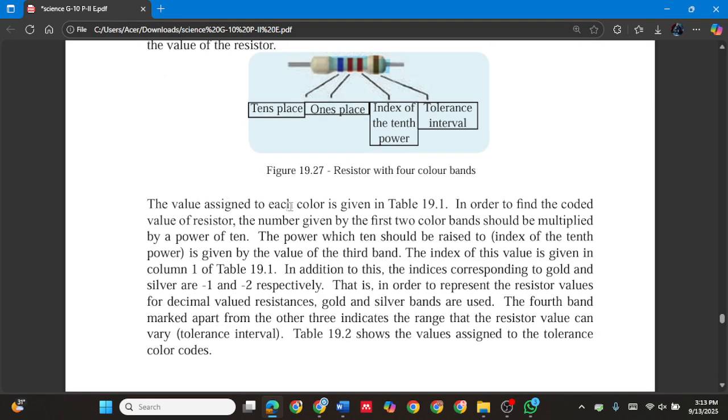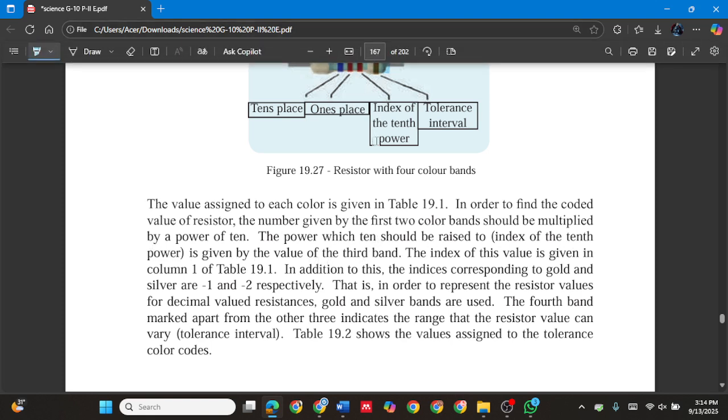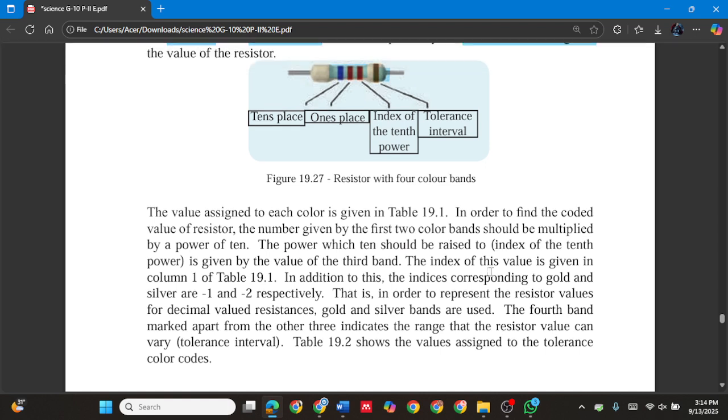The value assigned to each color is given in table 19.1. In order to find the coded value of a resistor, the number given by the first two color bands should be multiplied by the power of 10. The power to which 10 should be raised, the index of the 10th power, is given by the value of the third band. The index of this value is given in column 1 of table 19.1.